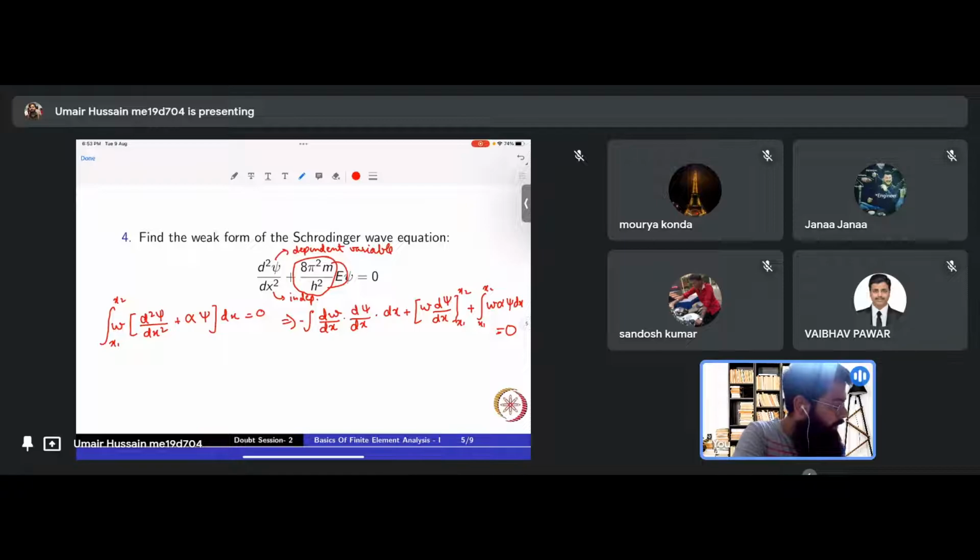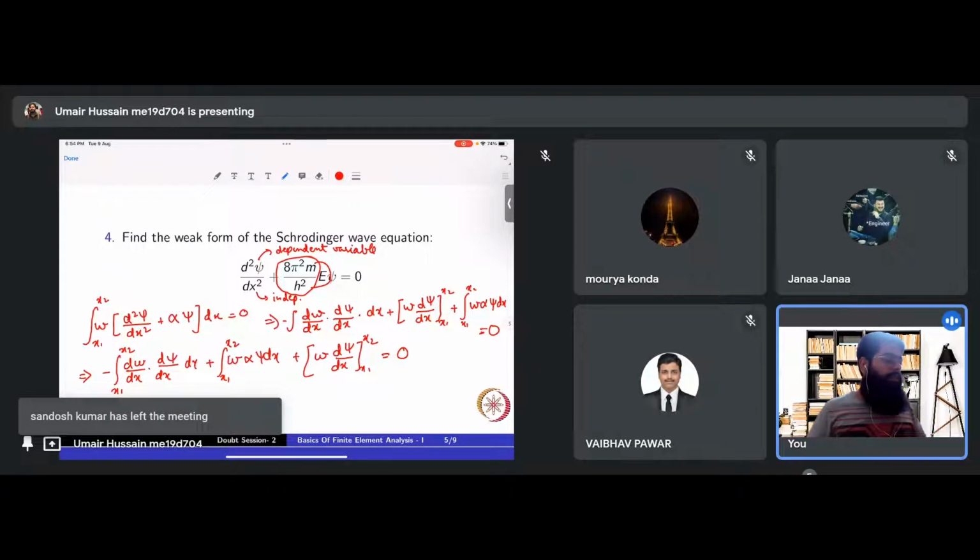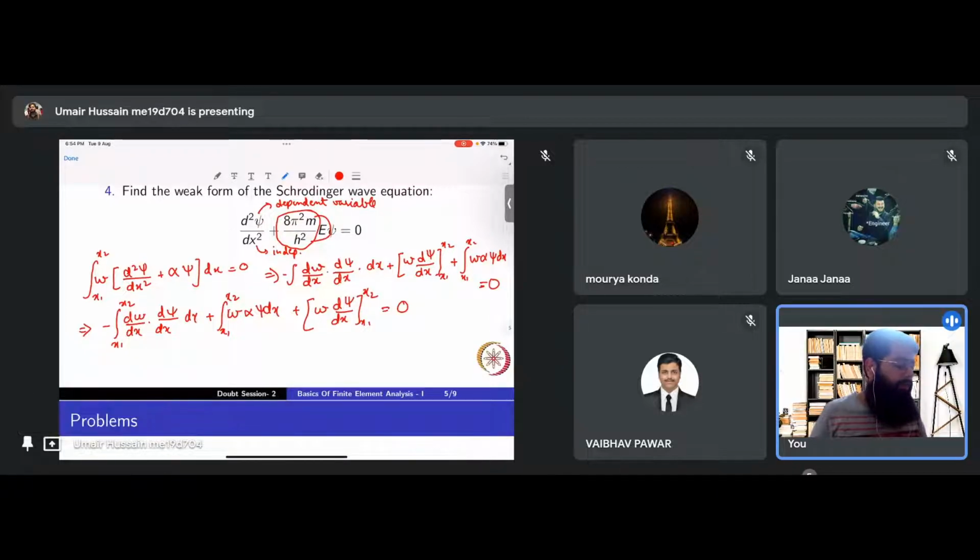So what is the weak form we finally got? So basically that's how you take the weak form of any differential equation in 1D. So here the derivative requirement is reduced for the psi variable, and this term is here symmetric. Even this one is also symmetric. So yeah, this is the required weak form.